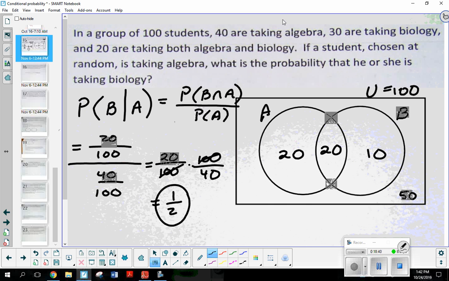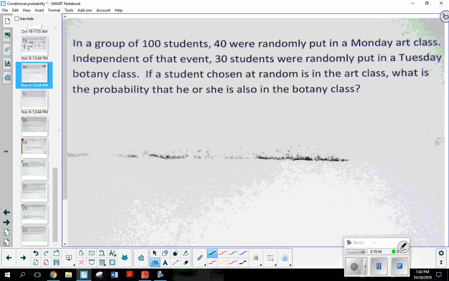Are you ready for one on your own? Okay. Let's try this one. In a group of 100 students, 40 were randomly put into a Monday art class. Independent of that event, 30 students were randomly put in a Tuesday botany class. If a student chosen at random is in the art class, what is the probability that he or she is also in the botany class?